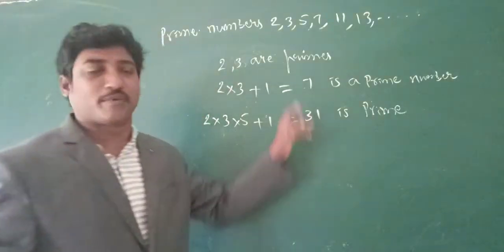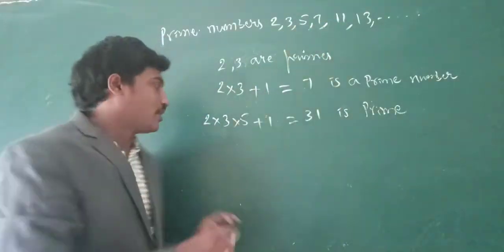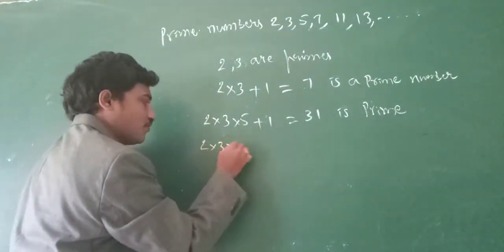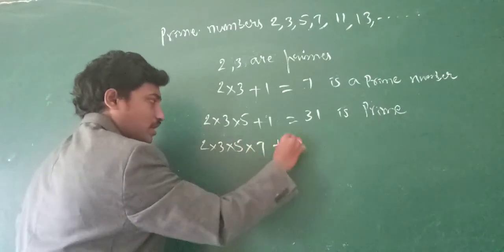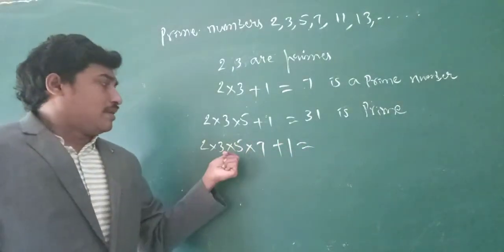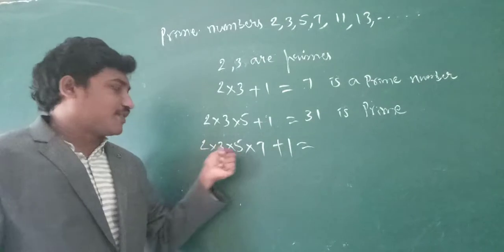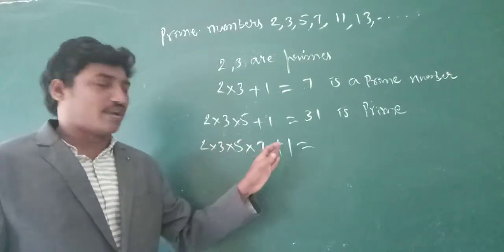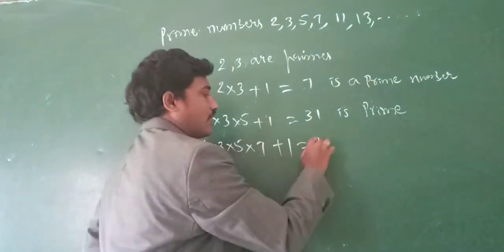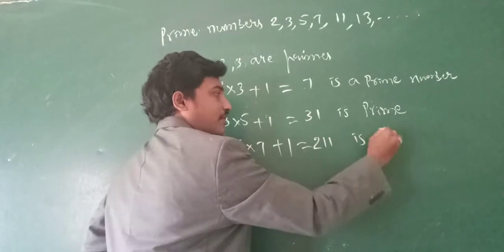I am taking prime numbers 2, 3, 5, 7. 2 into 3 into 5 into 7 plus 1. 3 times 7 is 21, 2 times 5 is 10, 21 times 10 is 210, plus 1 is 211. 211 is a prime number.